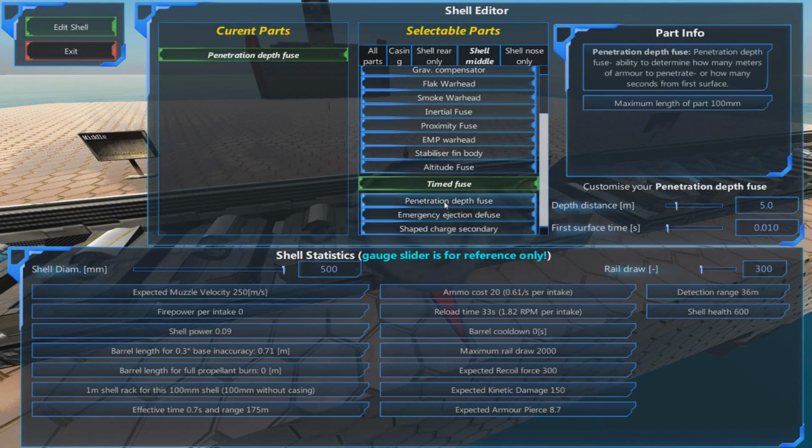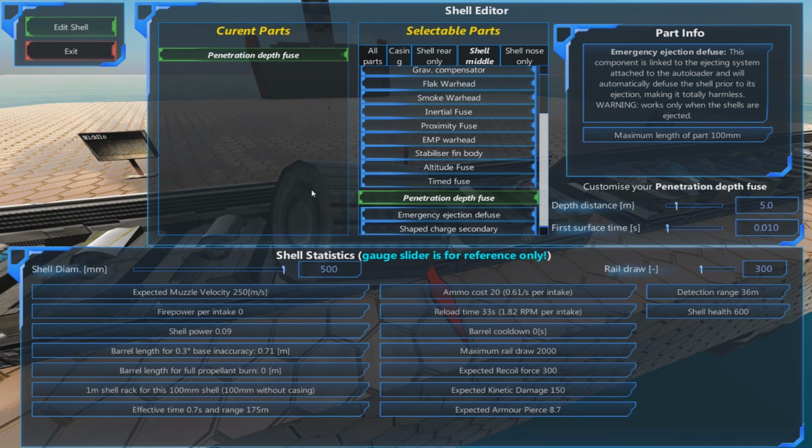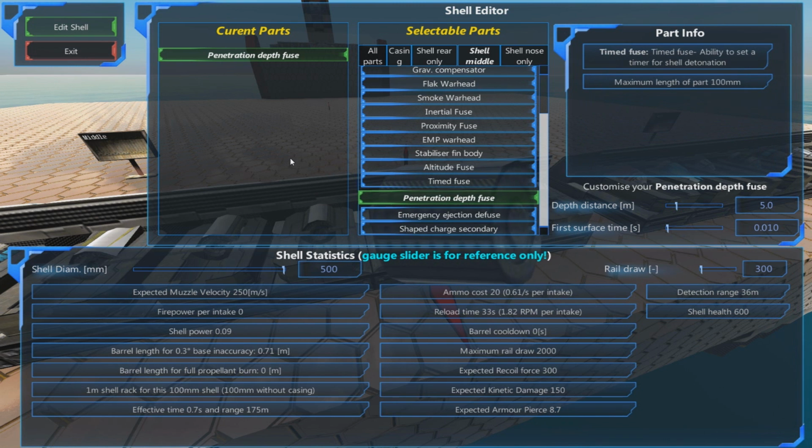Now we get to penetration depth fuse. Now, APS has way less kinetic damage than it used to, so it's not as good at brute forcing, piercing an armored target as it used to be, and it's certainly nowhere near as good as, say, a cram shell can do. Cram shells can penetrate ridiculously. Their kinetic damage and their armor piercing is off the charts if you set it up right.